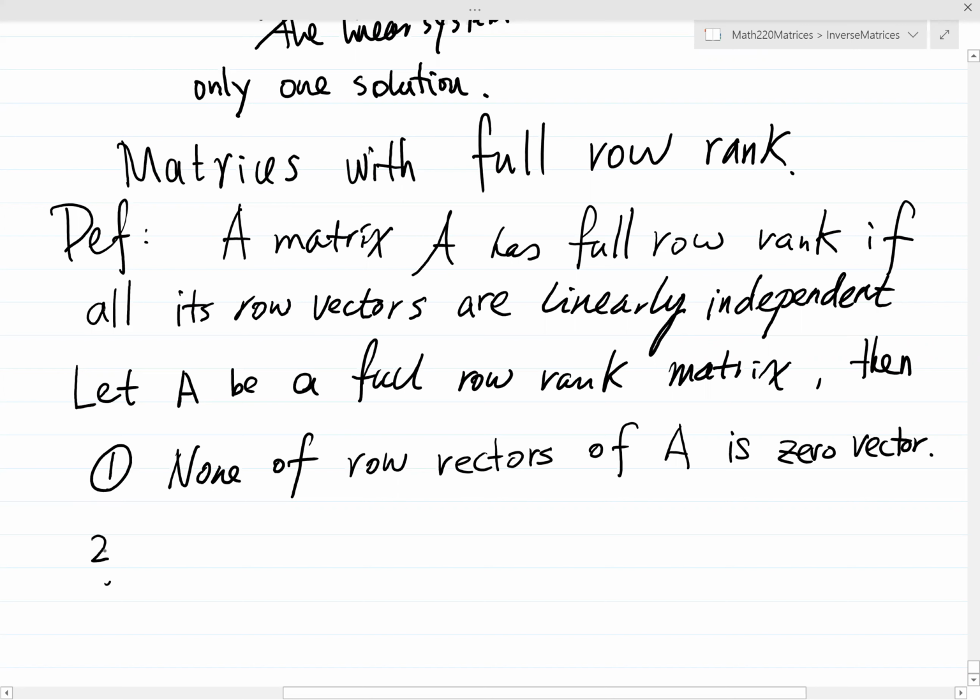Second, Ax equals b is solvable for every b. So for a full row rank matrix, the linear system is always solvable.